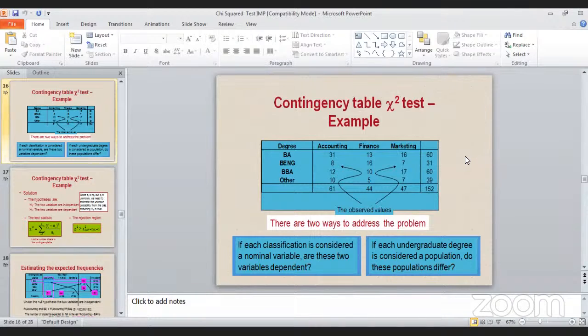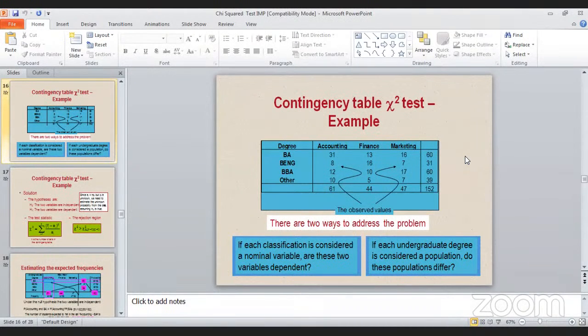So here the preference of the MBA graduates in selection of major, accounting, finance, or marketing, is influenced by their undergraduate degree, like BA or BE engineering or BBA or any other degree, because the MBA program is offered for students of any degree. So whether their undergraduate degree influences their preference of selecting the major in the MBA program. So this is the problem.